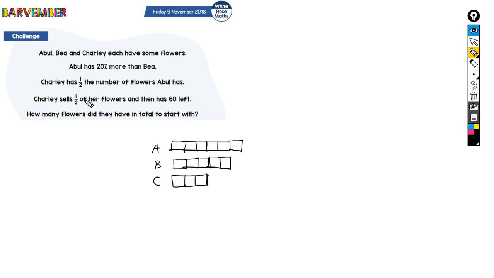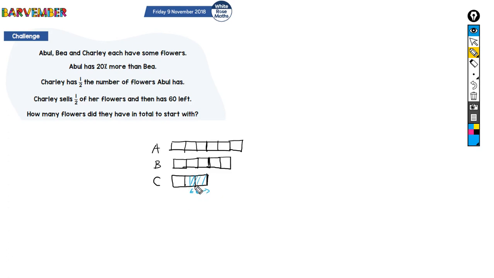Right, now Charley sells half of her flowers and then has 60 left. So I'm just going to go to another colour just to make it really clear. So let's go there. So that is 60. Okay, if that's 60, then that's 60 as well, which means the whole thing is 120. I could do it several ways.